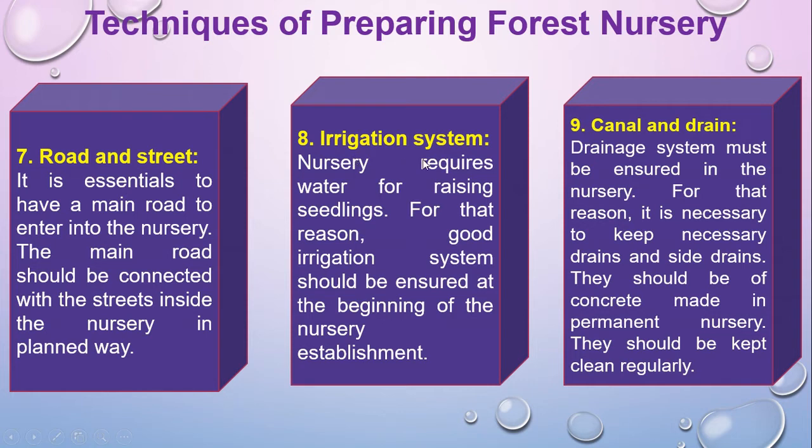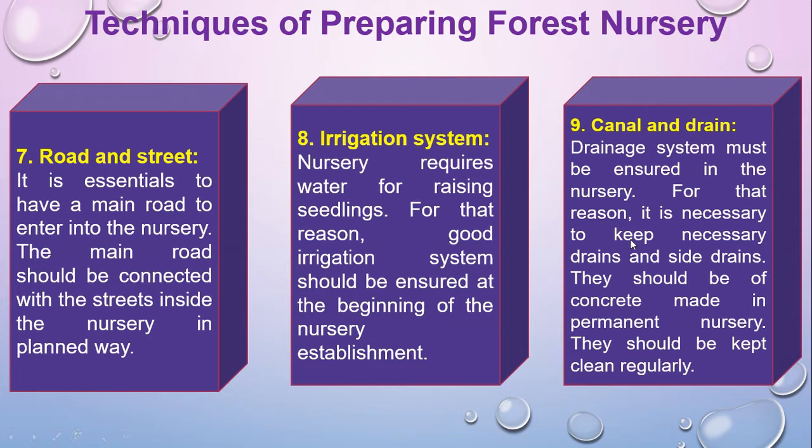Irrigation system. Next point is irrigation system. Nursery requires water for raising seedlings. For that reason, a good irrigation system should be ensured at the beginning of the nursery establishment. That means we need lots of water for irrigation. That is why you make sure you have proper facilities for water. You can build a water tank, and then from that water tank you can supply the water through the water hose pipe or water can.